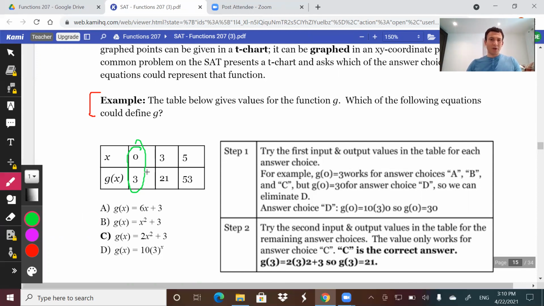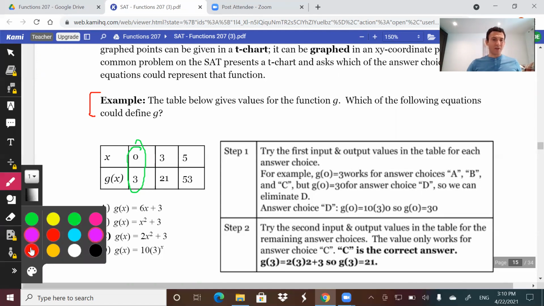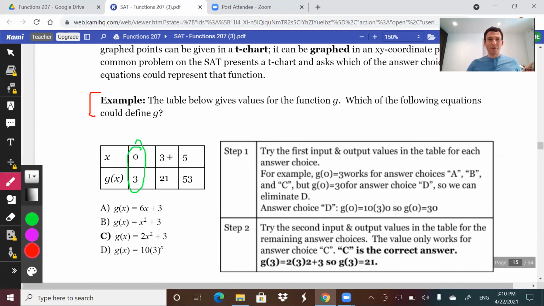If you really think about it, putting in 0 will get you an output of 3 for A, B, and C. In fact, and this is if they really want to be tough on you, if you put 3 into the A function, you're going to get 3 times 6, which is 18, plus 3, you get out 21. Well, guess what? If you put 3 into the C function, 3 squared is 9 times 2 is 18 plus 3, you also get out 21. So it's not until you actually go deep into the table and try a different value that you realize that only C works.